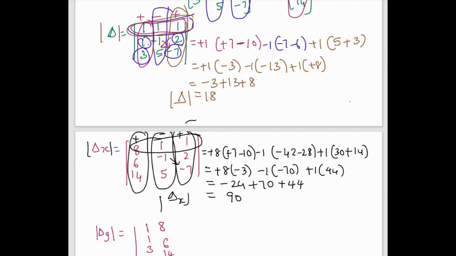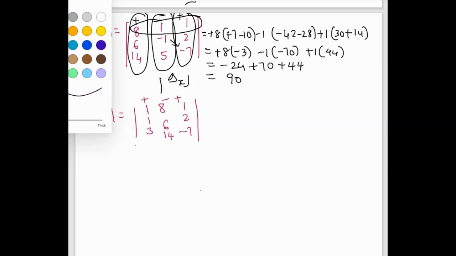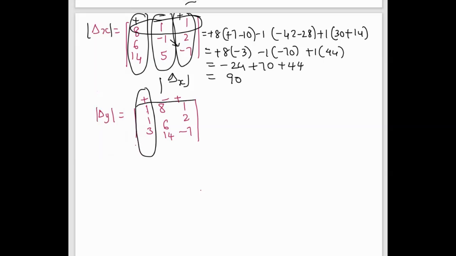Then the third one is 1, 2, and minus 7. So now simplify this part, we get plus, minus, plus. So we'll simplify this first row, first column. Certainly plus 1 into 6 into 7 is 42, minus 14 twos are 28.